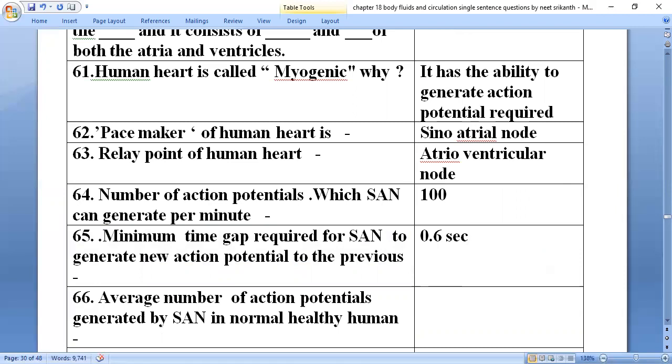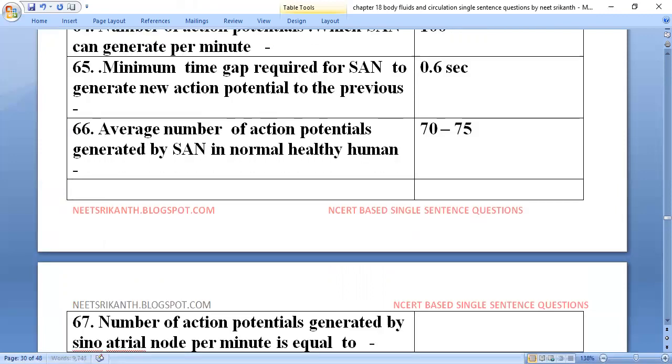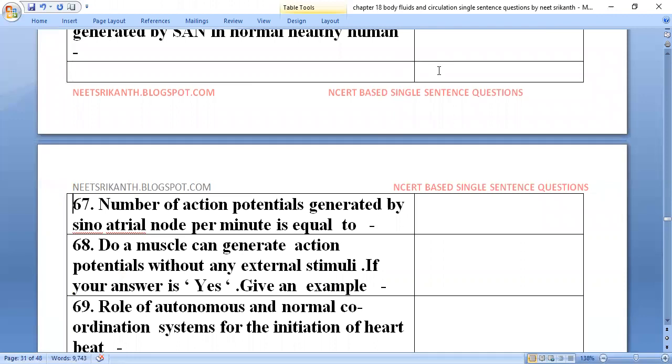Average number of action potentials generated by the sinoatrial node in a normal healthy human is about 70 to 75. Number of action potentials generated by the sinoatrial node per minute is equal to number of beats per minute.